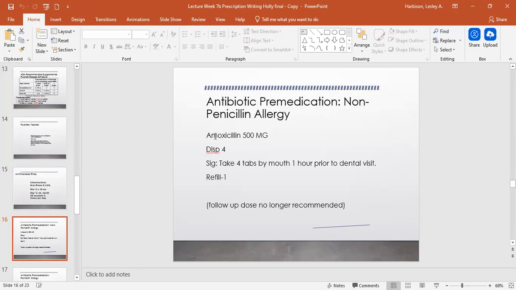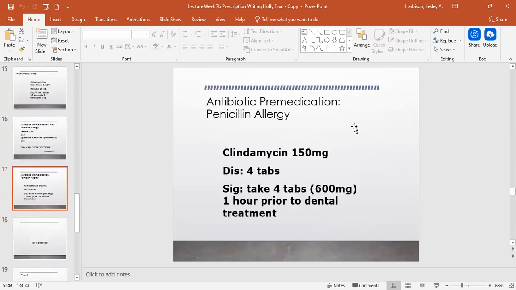Each tablet of amoxicillin is 500 milligrams, and they're going to take 4 tabs by mouth 1 hour prior to the dental visit, that equals 2 grams of amoxicillin. And that's the prescription, 2 grams of amoxicillin. And they just do it the one time before the dental visit. If they're doing clindamycin, they come in 150 milligram tablets. They're going to take 4 tabs for a total of 600 milligrams 1 hour prior to treatment.